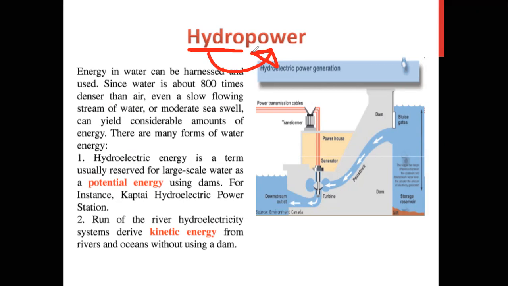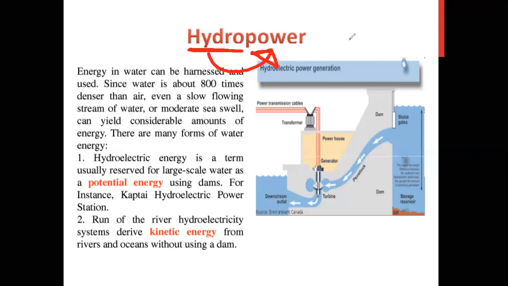In Bangladesh, we have a hydropower plant. Can anyone tell me, from the Bengali students, where? Kaptai, sir. Yes, Kaptai. Who said it, Abdul Qadir? Yes, the Kaptai hydroelectric power plant. We have a hydroelectric power plant situated in Bangladesh that is known as the Kaptai hydroelectric power plant.